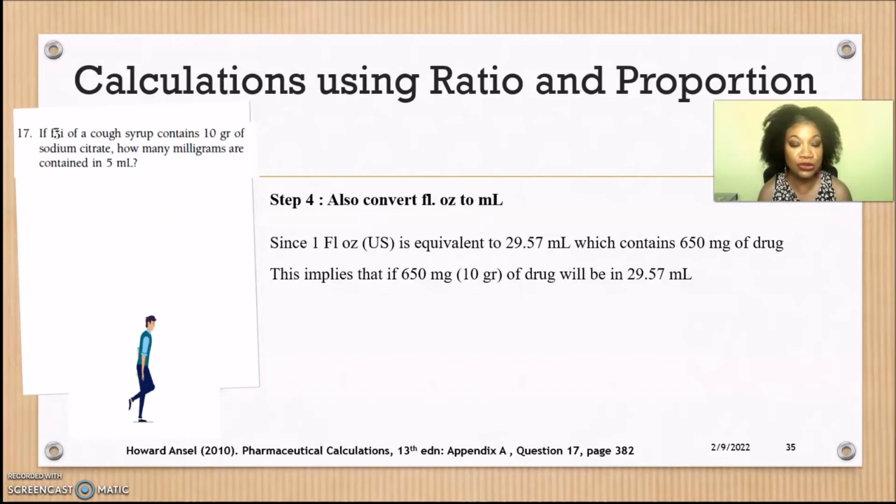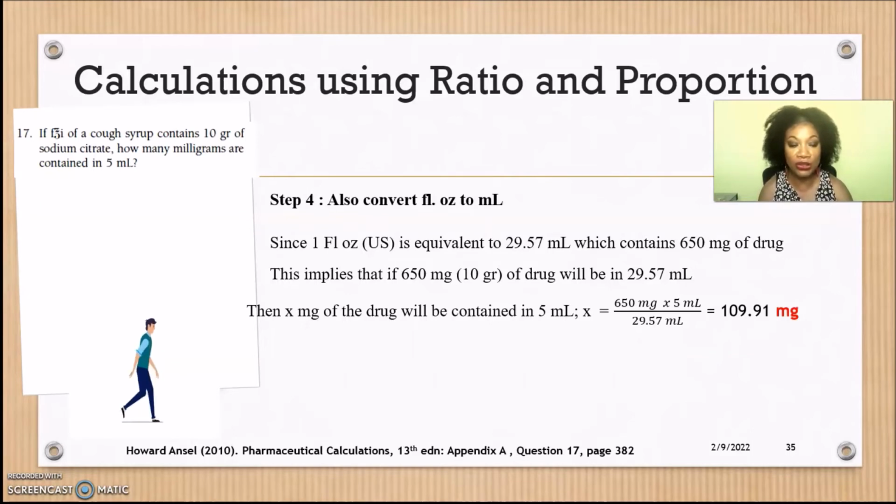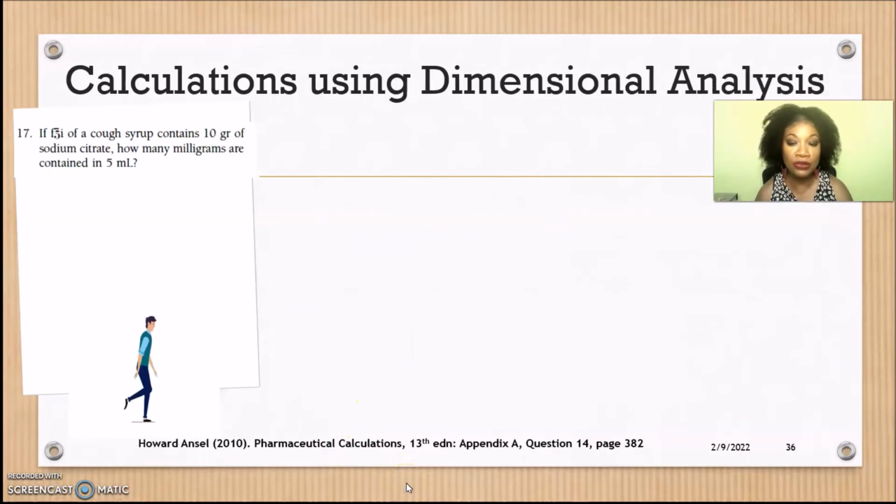So if 650 milligrams of the drug is contained in 29.57 mils, then we can determine how many milligrams will be contained in 5 mils. And that works out to be 109.99 milligrams. Again, you need to write your statements because it needs to have a logical flow when you're using ratio and proportion.